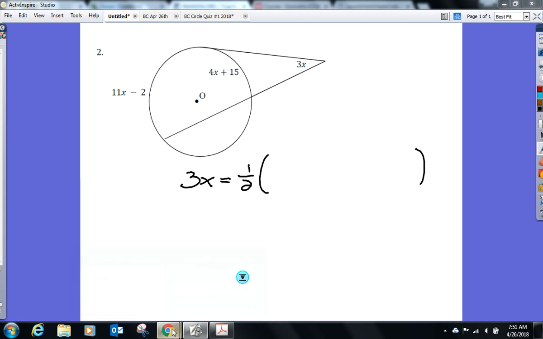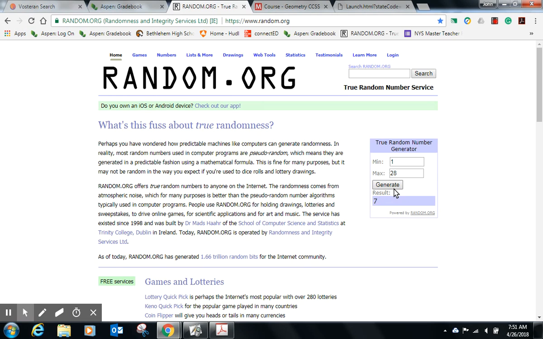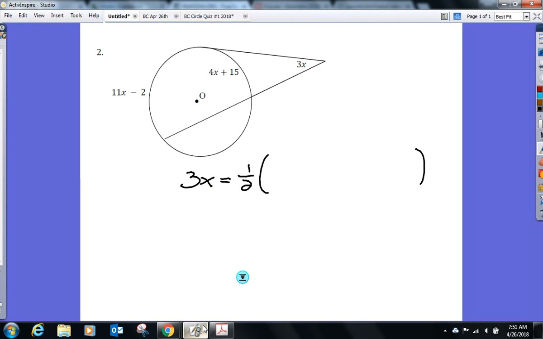What's the major arc up here first? 11x minus 2. And now here's where you may have been a little confused. What is the minor arc? 4x plus 15. But if I write this, you're not subtracting the minor arc. All you're subtracting is 4x.